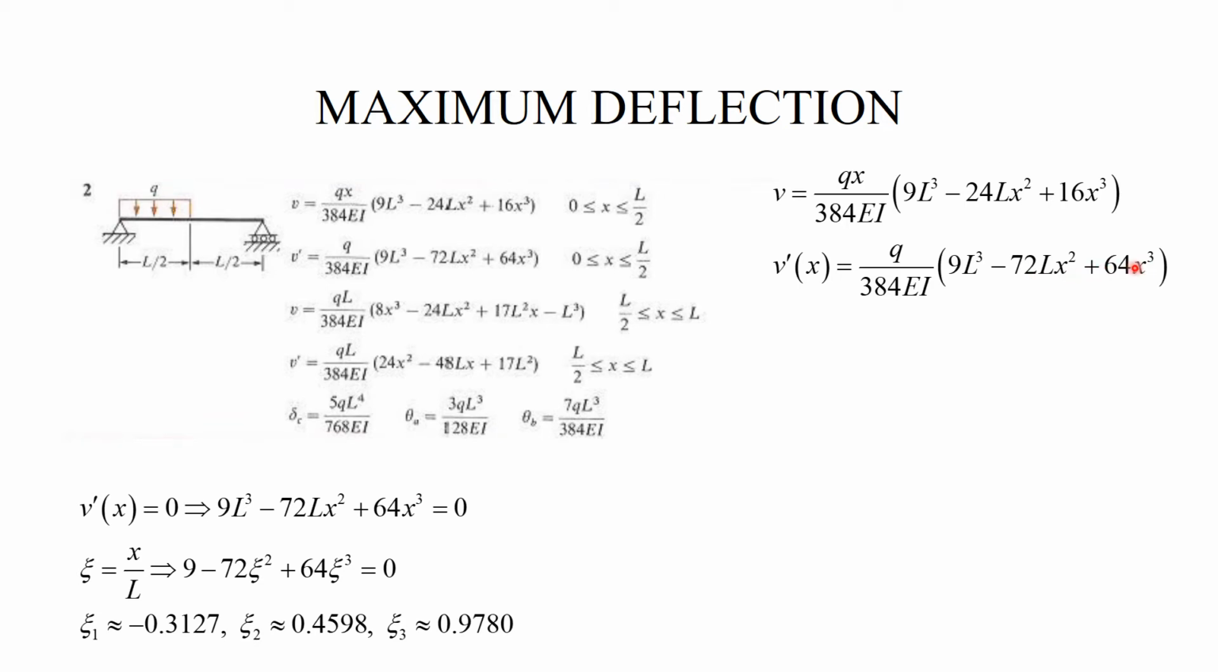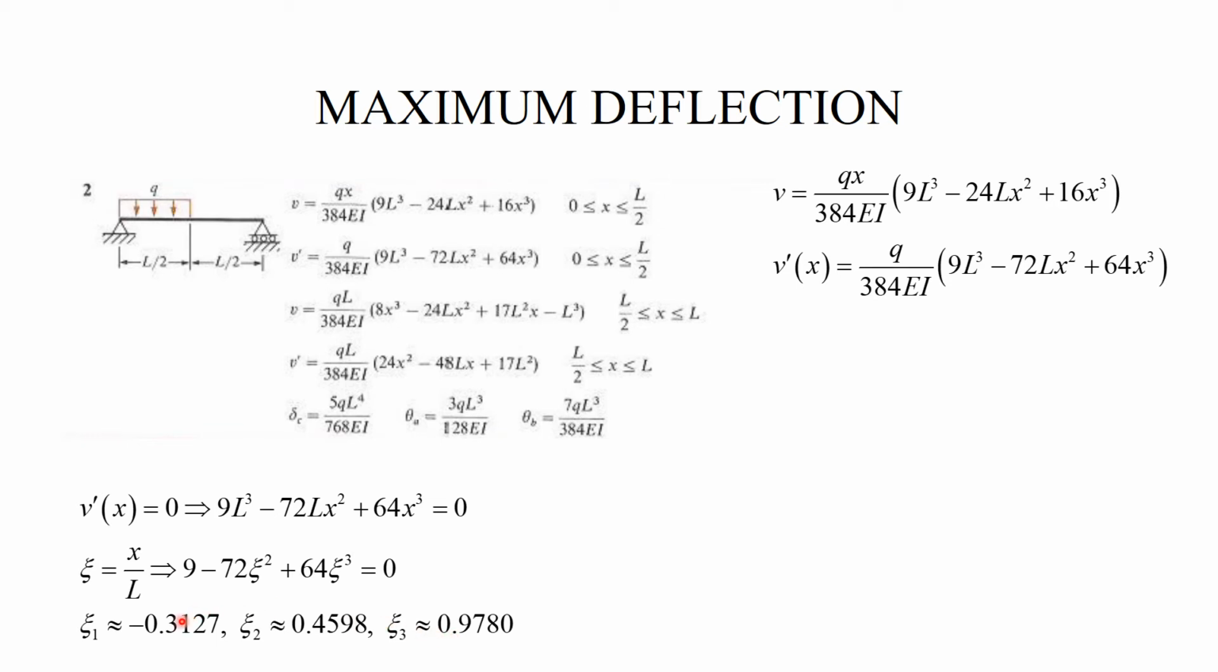And now to solve it, I'll make an obvious substitution. I will introduce psi, and psi is x over L. And what this does, it replaces this equation, which has the parameter L, with this equation, which doesn't have any parameters. And I end up with 3 roots. I solve this equation numerically.